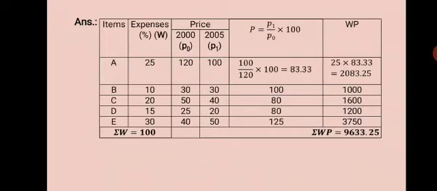Then here in the solution, expenses we have to take as weights, that is W. Price in 2000, that is price in base year, we have to denote by P0, and price in 2005 we have to denote by P1. Then we need to find the price relatives, that is P equal to P1 divided by P0 into 100.